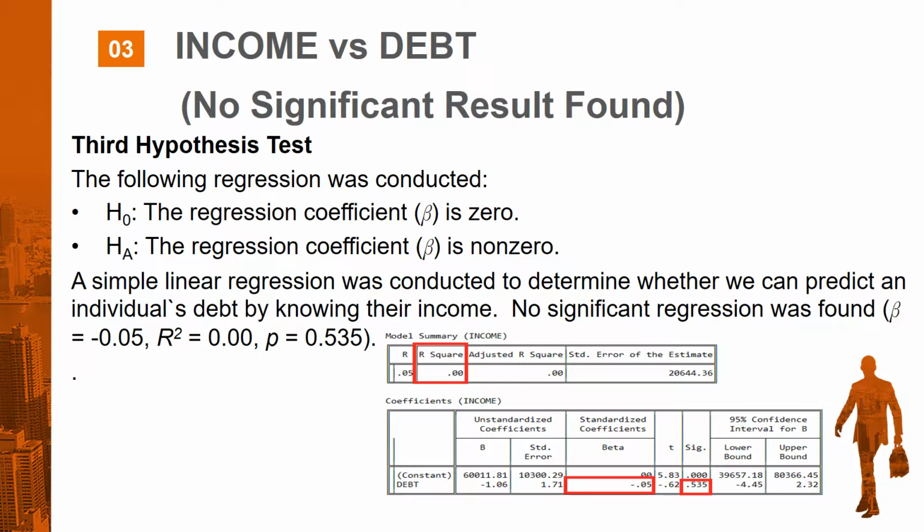Here we didn't see any significant regression, with our beta coming to negative 0.05, our R squared 0.00, and our p-value 0.535, which is way greater than our alpha. Hence, we failed to reject the null hypothesis, and we didn't see any significant result in this case.